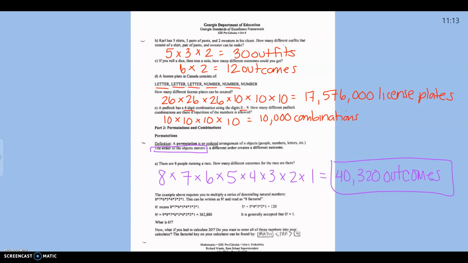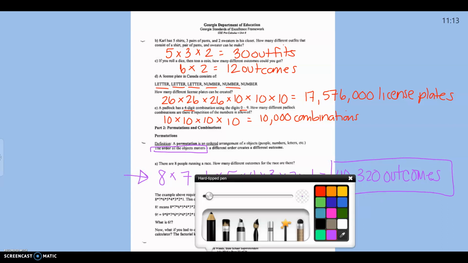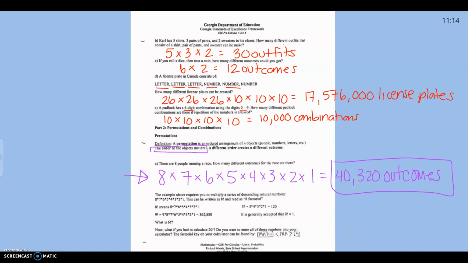Okay? This whole long written thing is really called a factorial. And you'll notice the thing down here. It says the example above requires you to multiply a series of descending numbers. This can be written as 8 factorial. So this is the same thing as 8 exclamation point, or 8 factorial. Okay, so you'll see some examples. 9 factorial would be 9 times 8 times 7 times 6 times 5 times 4 times 3 times 2 times 1. Now if you want 6 factorial, you would do 6 times 5 times 4 times 3 times 2 times 1. Now this is also in the calculator, so you don't have to type it out.